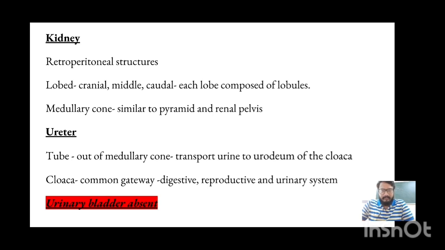In case of birds, however, if you Google it out, we can see that we have a bird referred to as the American rhea, R-H-E-A, or South American ostrich, where it is said to have the urinary bladder. However, if you see it in detail, it is nothing but an extension, an enlarged part of the cloaca.